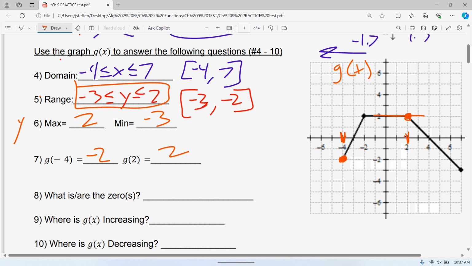Where are the zeros? That is just where it crosses your x-axis. So we have one at -3 and one at 4. There's only 2 places it crosses there.